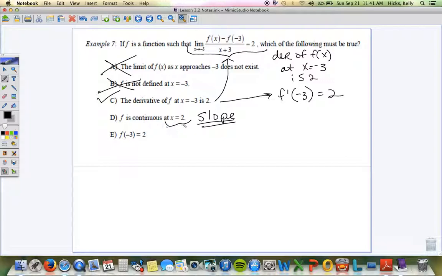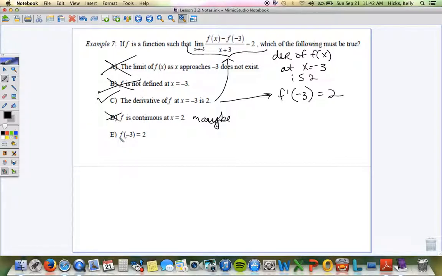Is f continuous at x equals 2? I don't know. It might be, but we don't have enough information to say yes or no. So what we would say, I suppose, is maybe. Maybe. That's not how you spell maybe. There we go. But if you were going to answer the question, which following must be true, then this doesn't necessarily have to be true. It could be true, but we don't know.